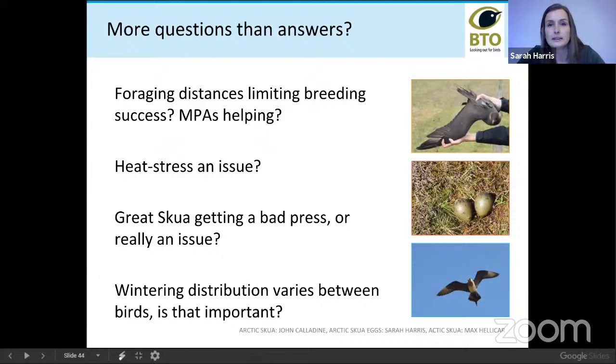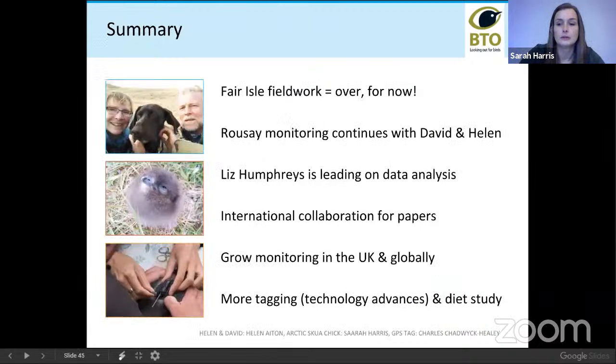And how important is that? Does that impact on their breeding season the following year, or their chance of survival over winter? So fieldwork is finished for Fair Isle.